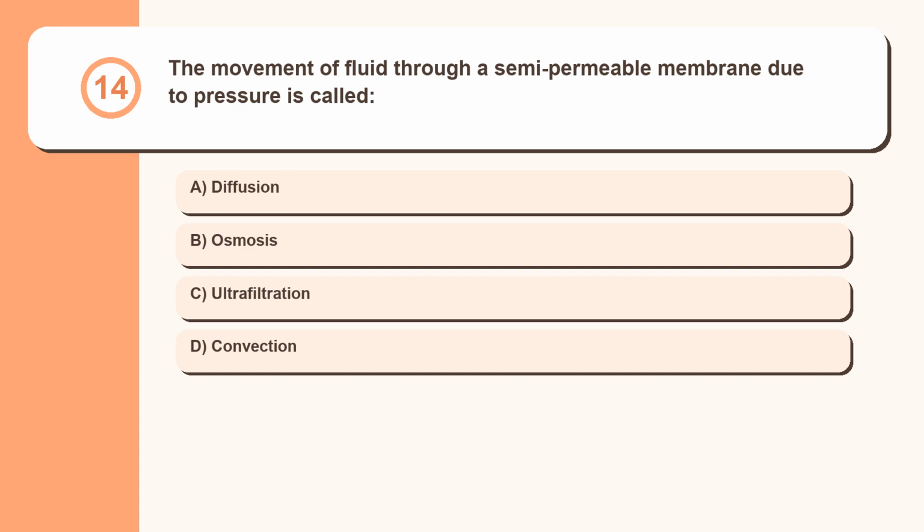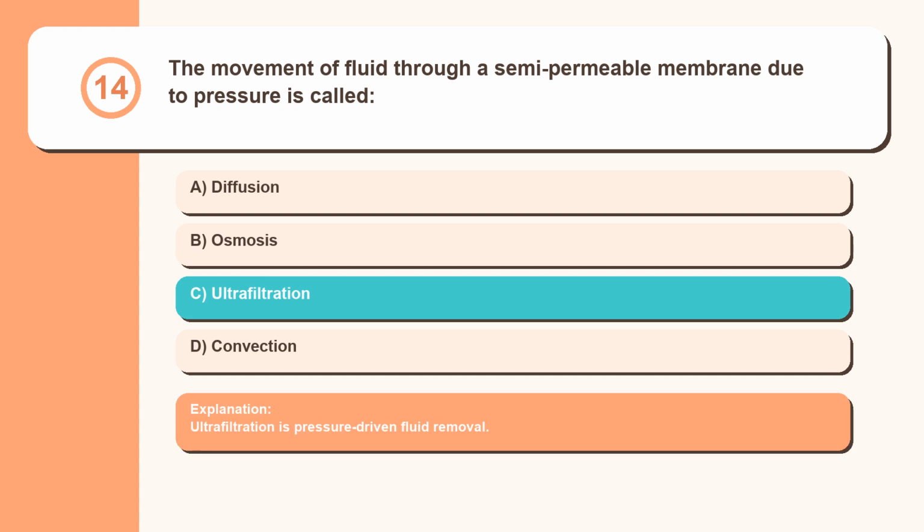Question 14. The movement of fluid through a semi-permeable membrane due to pressure is called diffusion, osmosis, ultrafiltration, convection. Ultrafiltration is pressure-driven fluid removal.